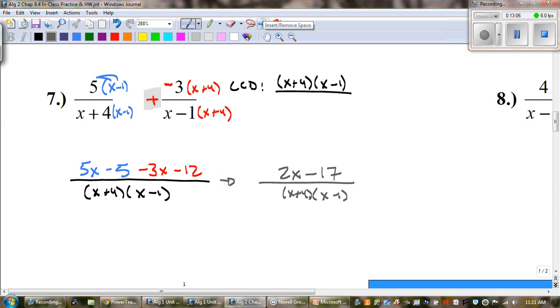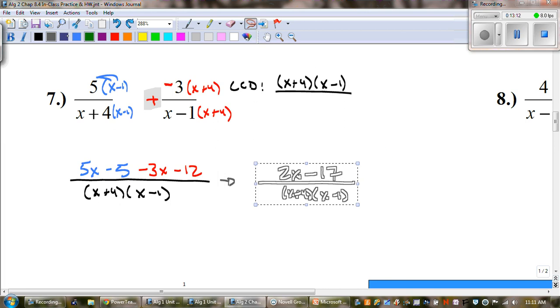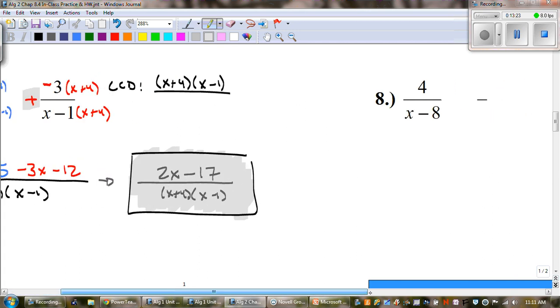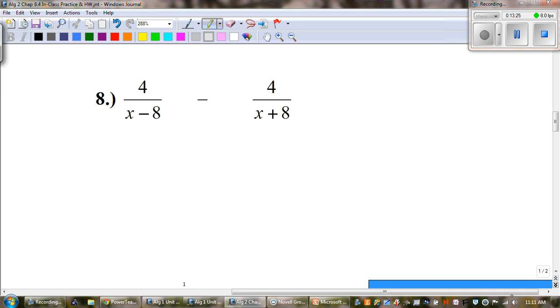Is there a GCF at the top? What do you think? Nope, there's not. So that's our final answer. There's nothing else that we can do. So there we go. That's my answer. Number 8. Number 8 is going to be just like number 7. Why don't you guys pause the video and see if you can do it all on your own. Good luck.